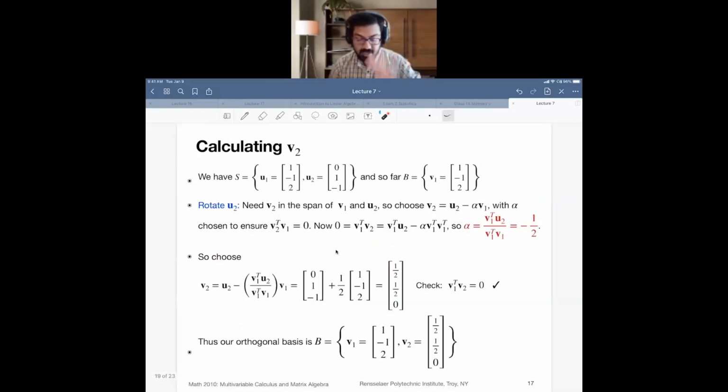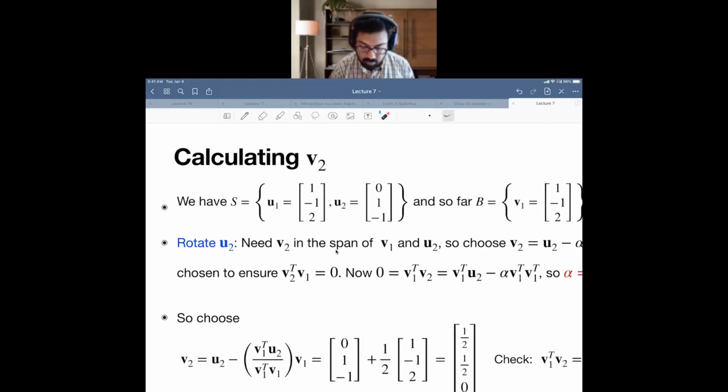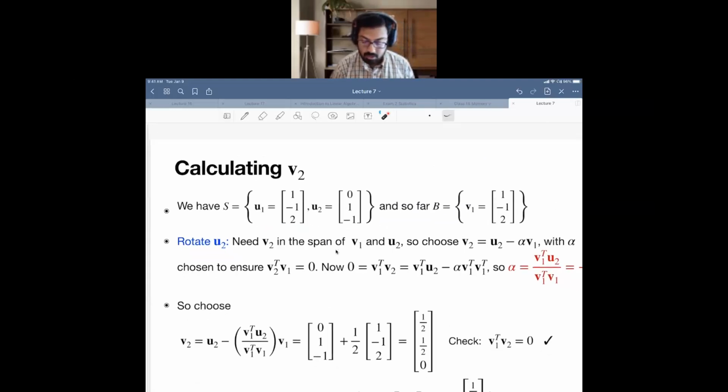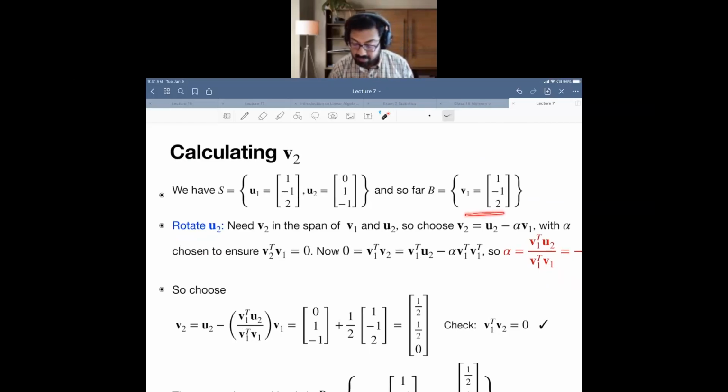So after I have set up V1 equal U1, now my goal is to find V2, right? So this is from before. I have those two basis vectors that are not orthogonal. So far my orthogonal set of vectors only has one vector, V1, which I made equal to U1. Now I'm trying to add my second vector.